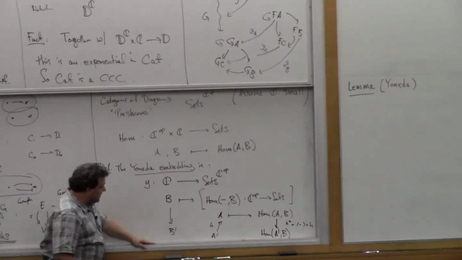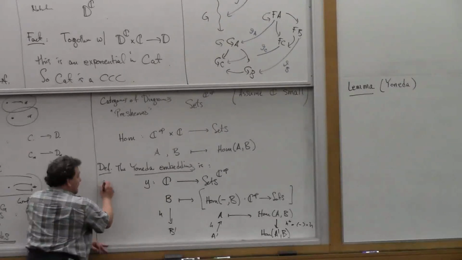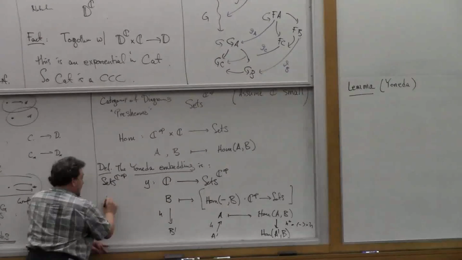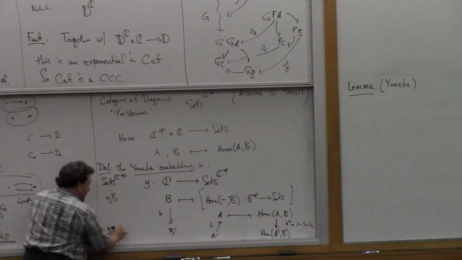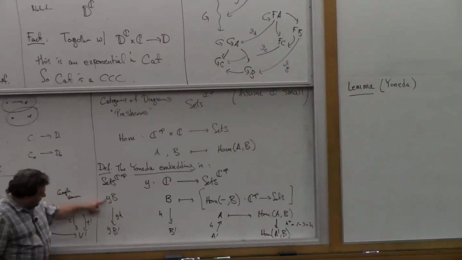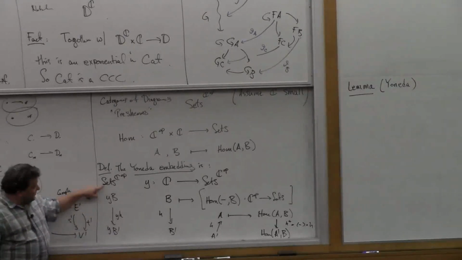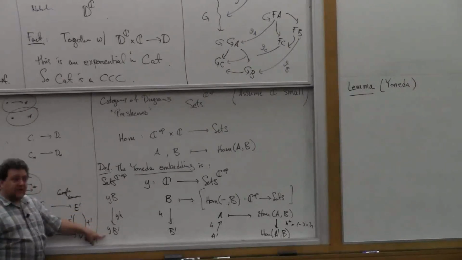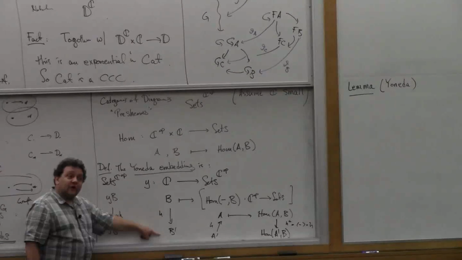So anytime I have an arrow H from B to B prime, I get over here, it sets to the C up, applying Yoneda, I get YB, a functor, YB prime, another one, and YH. And now this is a map of functors, so it's a natural transformation. So this is living over here. I get a natural transformation between these two representable functors, corresponding to this map between B and B prime.